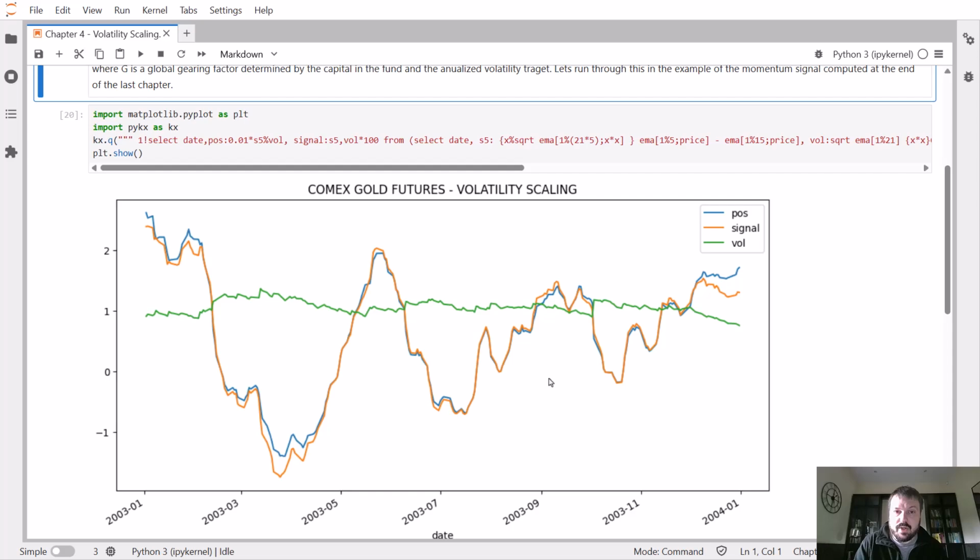So that's a quick introduction to volatility scaling. Volatility scaling is essentially a way of recalibrating our position size so as to target a fixed amount of risk every day.